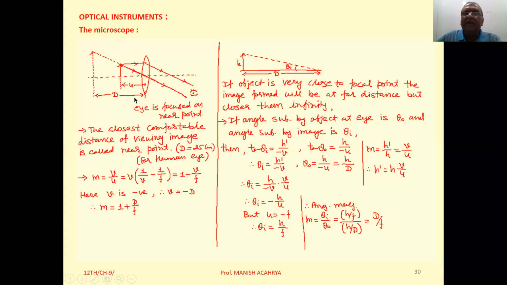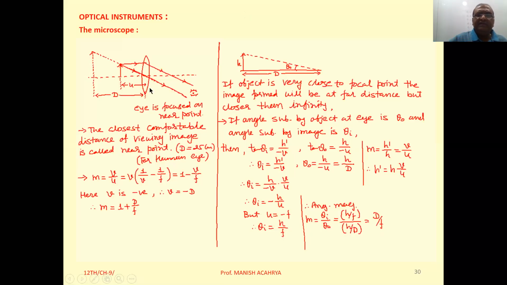Now here V will be negative because the image formation takes place on the side of the object. Okay, and the image formation takes place at the closest comfortable distance D, so we can write V equal to minus D. So magnification M equal to 1 plus D by F. Okay, so this one is the concept of a simple microscope, and in it the magnification will be obtained as per this equation M equal to 1 plus D by F. Clear to all of you?